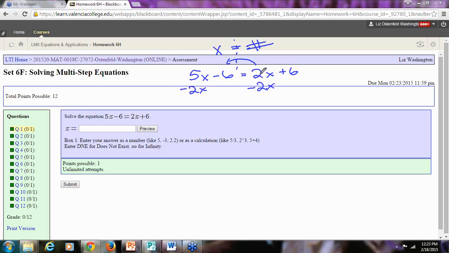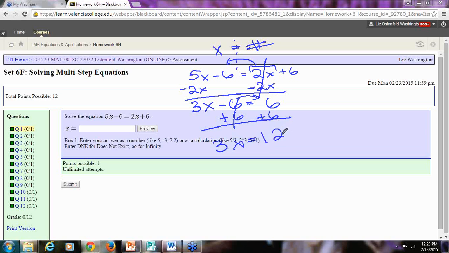And the reason I'm subtracting it is because I'm picking up the entire term and moving it to the other side. Okay? And whatever you do on one side, which is minus 2x, you have to do on the other. So I get 3x here minus 6 equals 6. Now I'm going to move the negative 6 to that side by doing the opposite operation, which is plus 6. So I get 3x equals 12. And last but not least, I'm going to divide by 3 because that is the opposite of multiplication, and I'm going to get x equals 4. Okay? Any questions on that one?